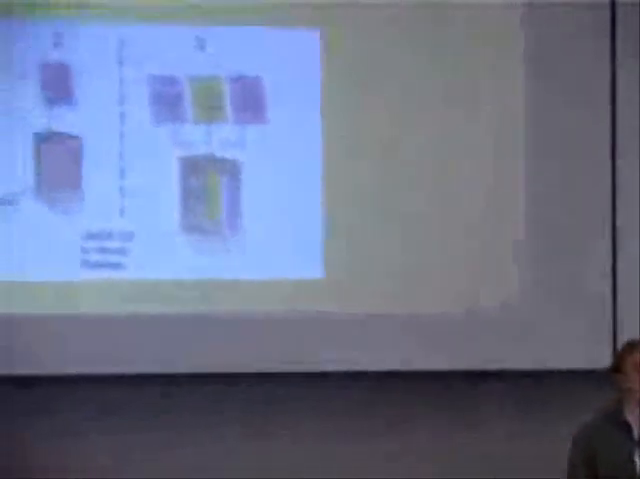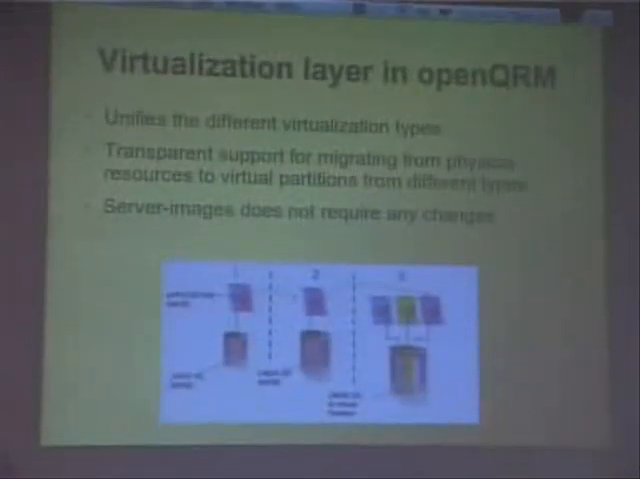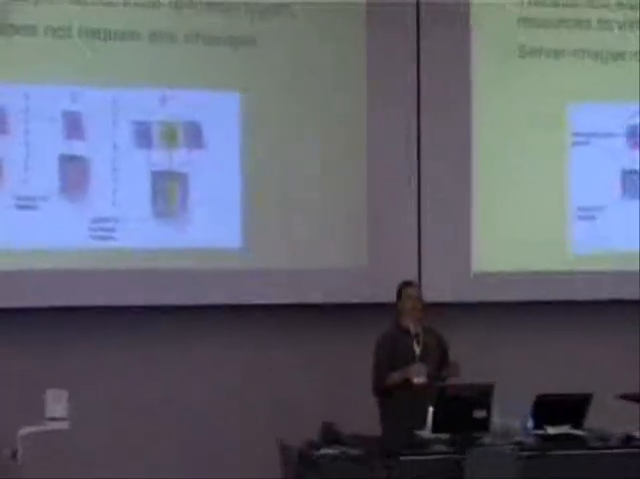In openQRM, I just said it before, everything is managed by net booting, and we also took the appliance-based deployment, and openQRM provides utilities to capture existing servers and transform them to a server image, which is then hosted or located on a storage server. And from this point, it can deploy this server image to either physical resources, like my physical hardware, or virtual machines of any type.